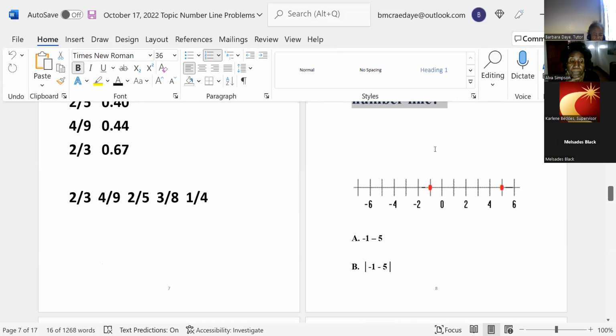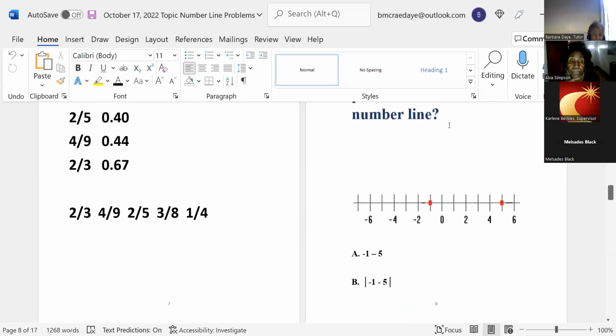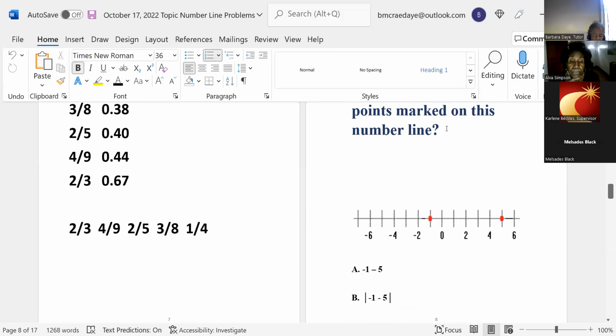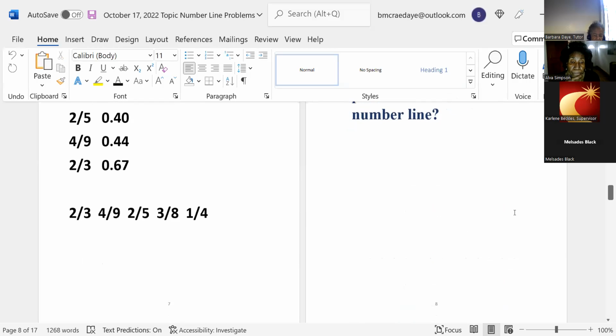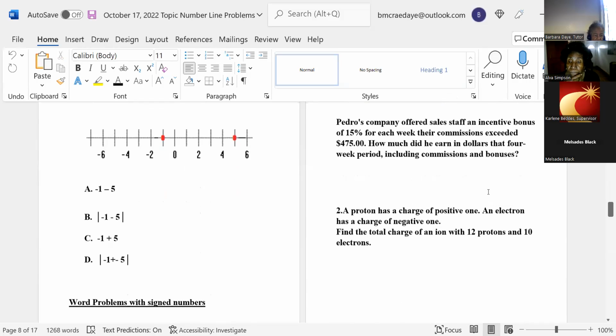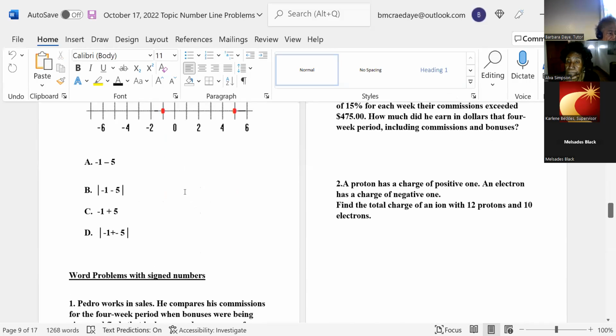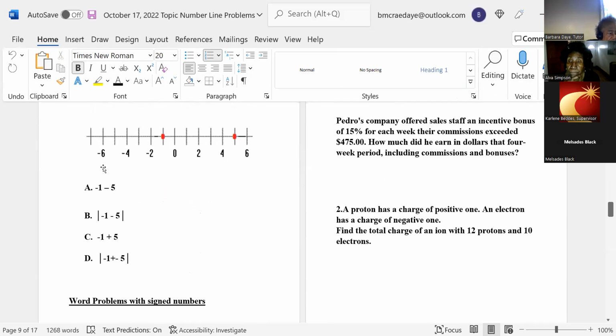Now I'm going to put the number line over here on the next line. Okay, you can see the points. Okay, let me bring this here. Now let me just, let's see if I can.